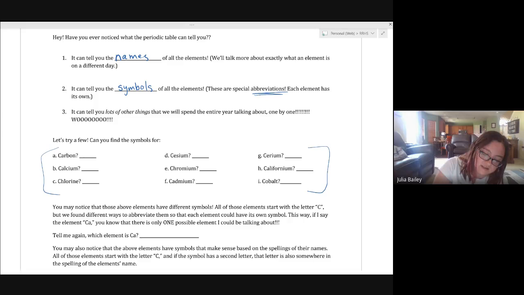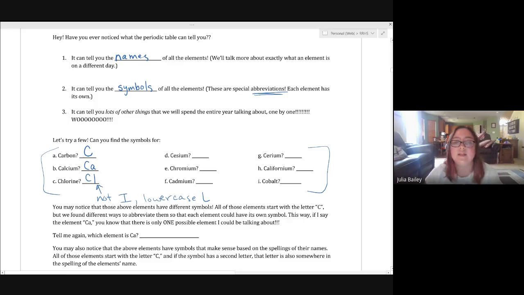Let's check it. Carbon is just a C, calcium is Ca, chlorine is Cl, and that is a lowercase l. That is not an I, it's a lowercase l. That's important. I see that as a problem all year coming up, so please just keep an eye on it. That is a lowercase l, not a capital I.